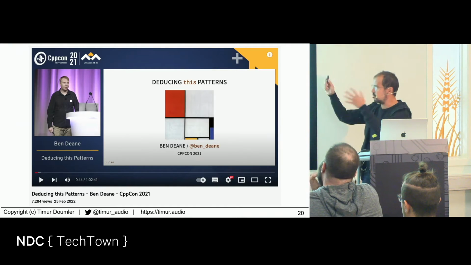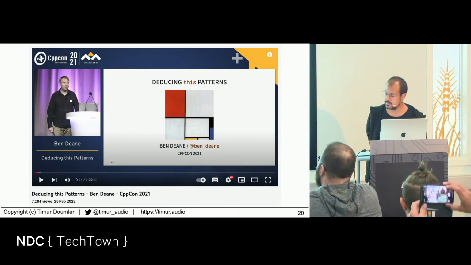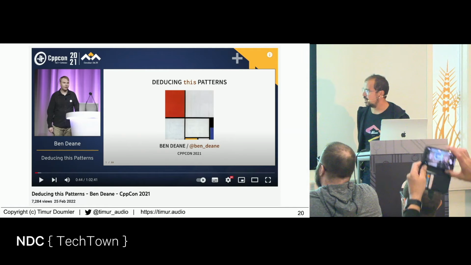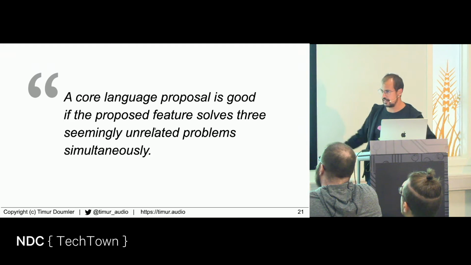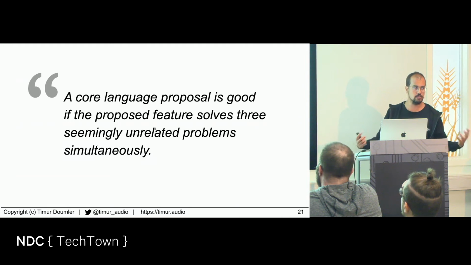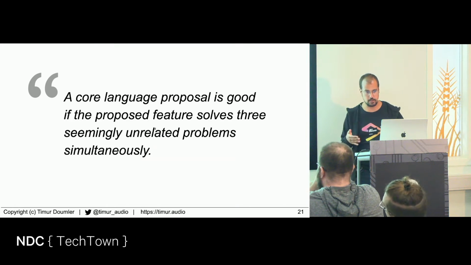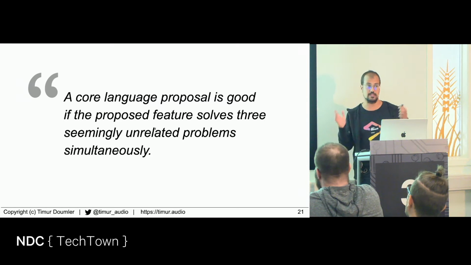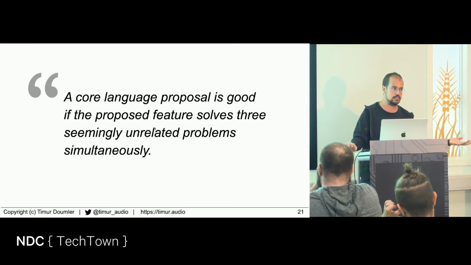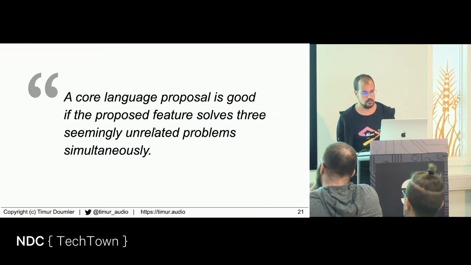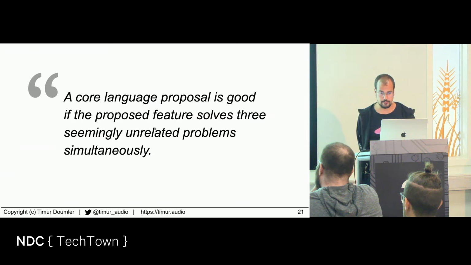Obviously, I'm not going to repeat all of this. I'm going to give a little bit of a condensed version. But yeah, deducing this is remarkable because I remember, I think it was Bjarne, I'm not sure, somebody said there is this quote: if you're adding stuff to the language, which of those additions are actually good new features? And this quote says that a core language proposal is good if the proposed feature solves 3 seemingly unrelated problems simultaneously. Then it's a good feature which is worth adding to the complexity of C++ because it gives us all this benefit. And it turns out that deducing this actually fits that pretty well.